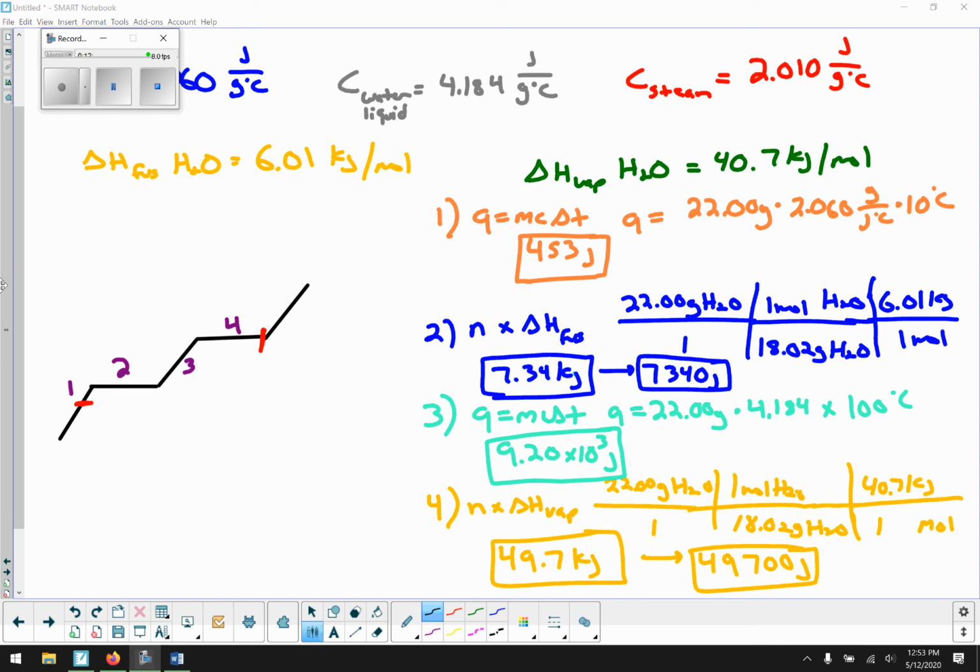The reason I have that in scientific notation is it's the only way I can show 3 sig figs with that number. So if you don't have that exactly, it's not a huge deal, like if you rounded to different numbers of sig figs, but 3 sig figs should be the amount you round to for this. The last step, the boiling of the water, takes 49.7 kilojoules, or 49,700 joules. Notice how much more that takes than every other step.